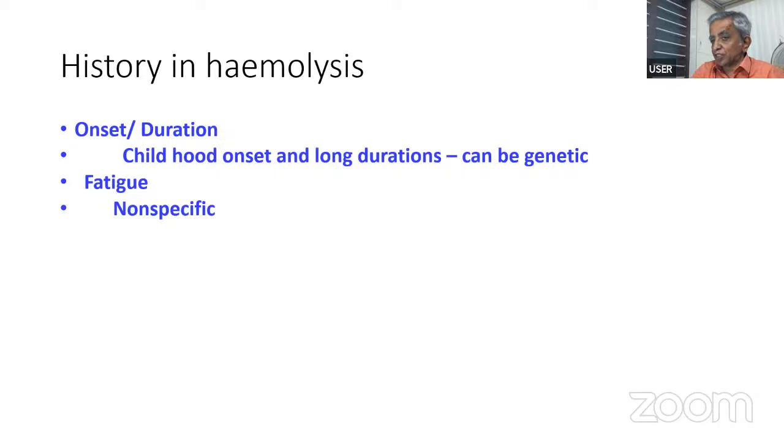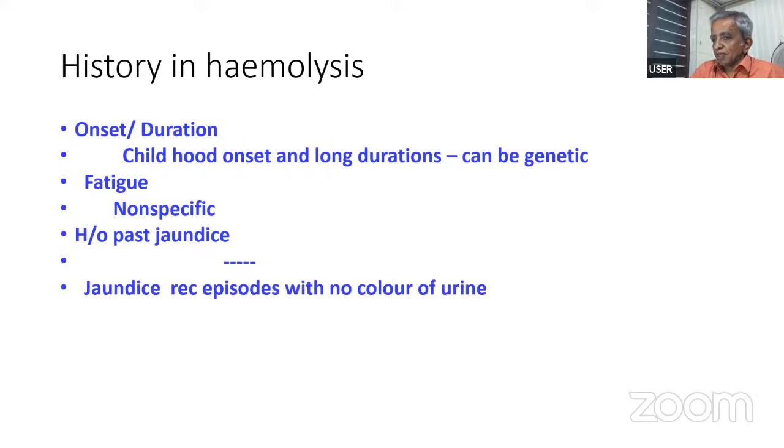Past history of jaundice is very important. Recurrent jaundice is a feature of many hemolytic anemias. Recurrent episodes of jaundice with no colored urine and colored urine. No colored urine is characteristic of acholuric jaundice. The term acholuric jaundice stands for no choluria, and it indicates absence of bile pigment. Therefore, it is unconjugated hyperbilirubinemia.